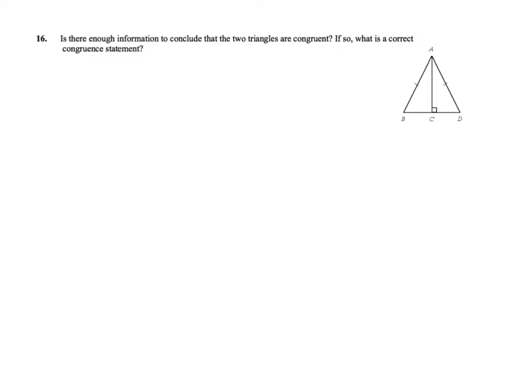Hi everybody, we are looking at numbers 16, 17, 18, and 19 for your final review. Number 16 says, is there enough information to conclude that the two triangles are congruent? If so, what is the correct congruence statement?